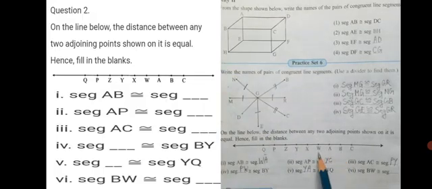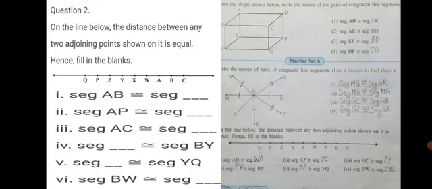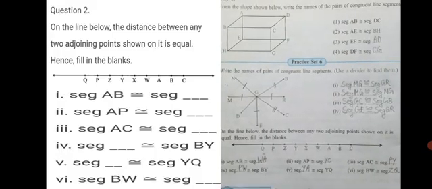Now BW. B to W is 3 points. 1, 2, 3. So where do we start from? Choose any point. Say Z. And we count towards the left. 1, 2, 3. So ZQ. I will write seg BW is congruent to seg ZQ. So this way we have completed our question number 2 and also our practice set 6.